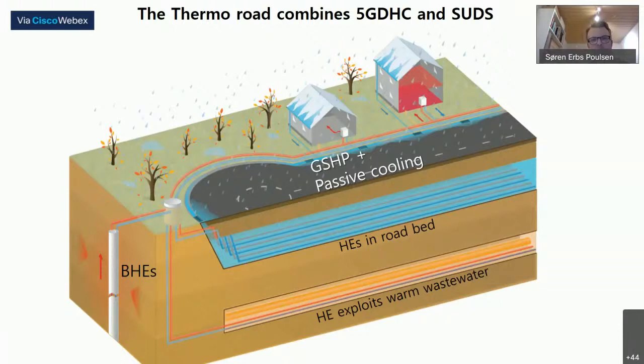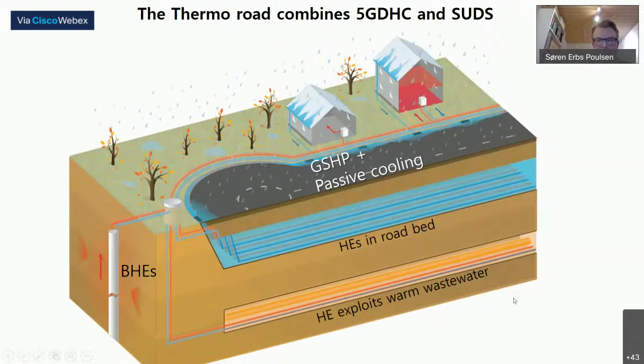So every time we have to do a new residential area, we have to build roads. And when we build a road, we put the pavement on top of a geotechnical structure that we call a roadbed. And the roadbed ensures that the pavement stays in place when a truck drives over it. So we have to excavate to establish this roadbed. So we have another project where we embed geothermal piping into this roadbed. So we're digging this hole anyway, so we might as well put some geothermal piping in it.